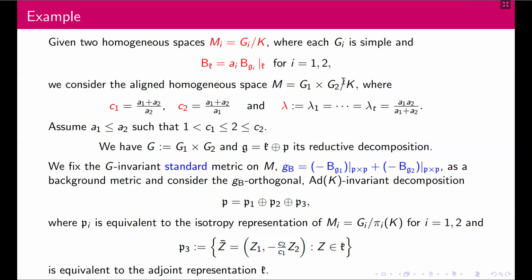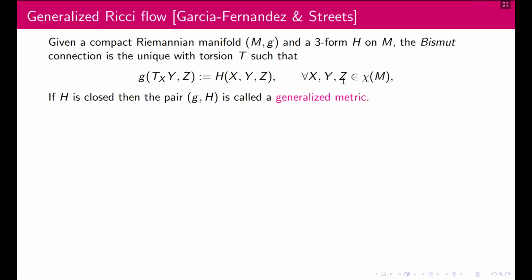Yes, okay. So to start with the generalized Einstein metrics or Bismut-Ricci flat metrics, I am going to present the Bismut connection. In general, given a compact Riemannian manifold (M, g) and a three-form H on M, the Bismut connection is the unique metric connection with torsion T satisfying this equation. And if H is a closed three-form, then the pair of Riemannian metric and three-form is called a generalized metric.